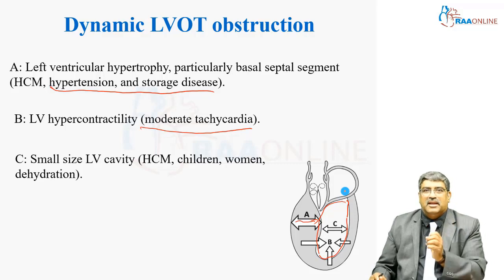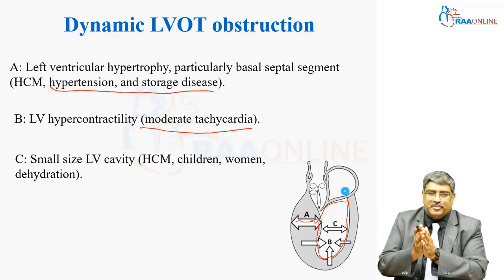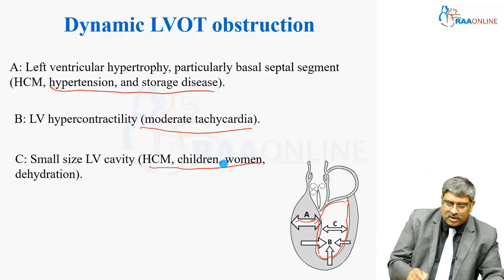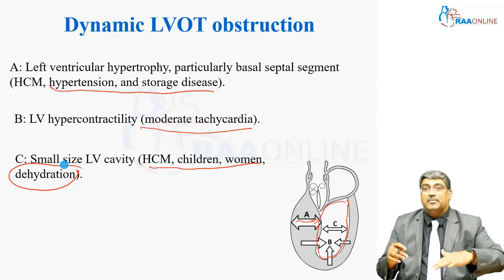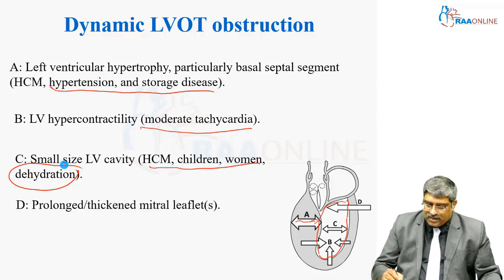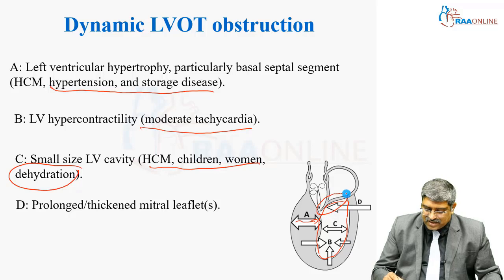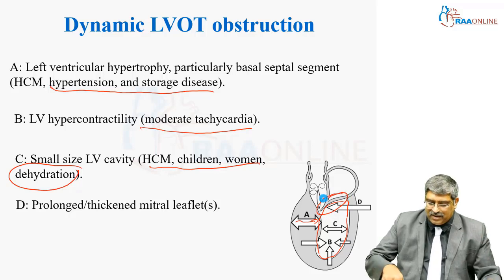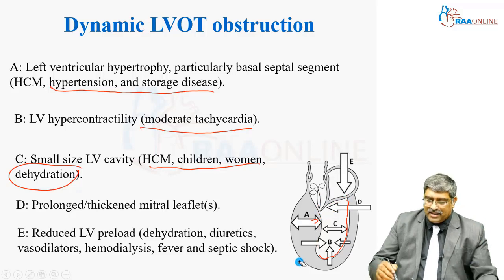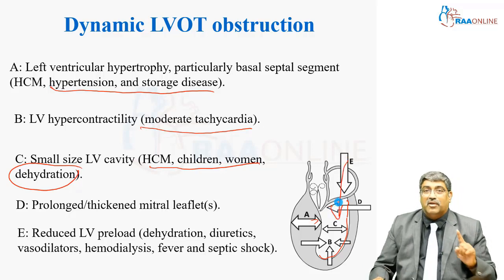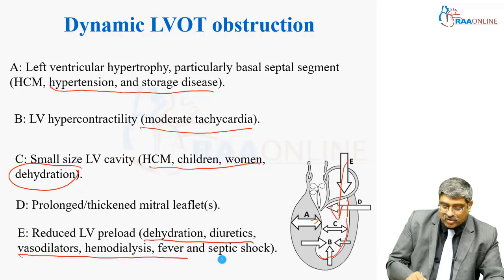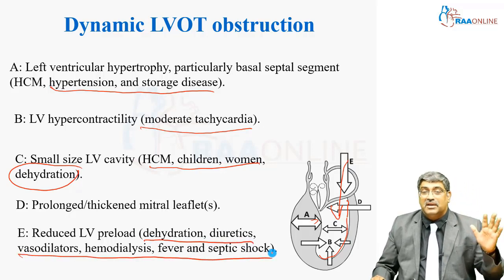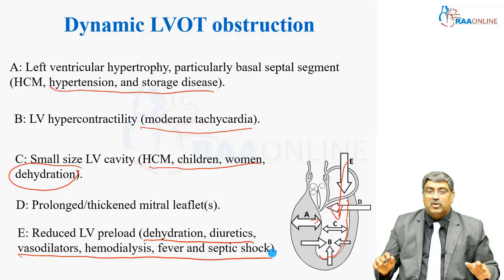Next comes the small left ventricular cavity. The smaller the LV, the less the volume and the more the obstruction. It is common in children, women, and when dehydration happens, when no blood comes into the left ventricle, the obstruction can increase. Another thing which increases the obstruction is a thickened mitral leaflet. Finally, anything which reduces the preload to the left ventricle increases the obstruction: dehydration, diuretics, vasodilators, hemodialysis, fever and septic shock. In those cases where preload is decreased, the obstruction is going to increase.